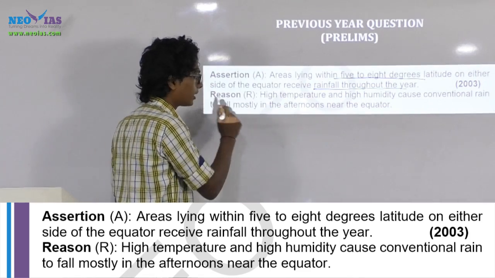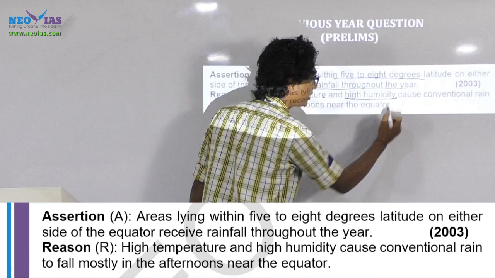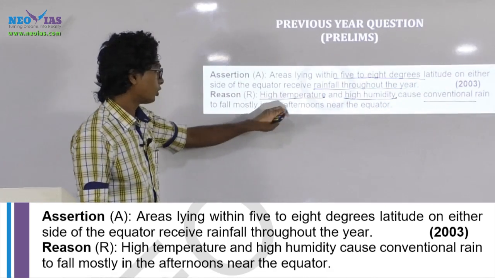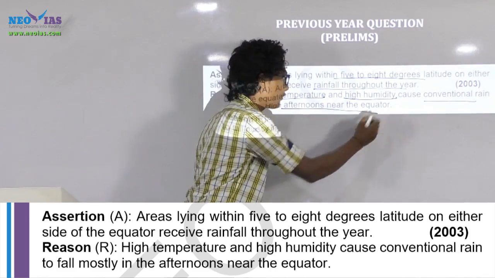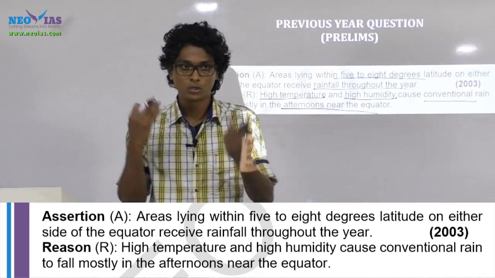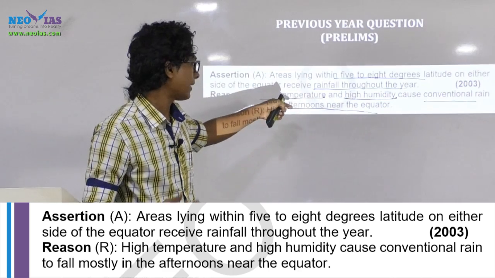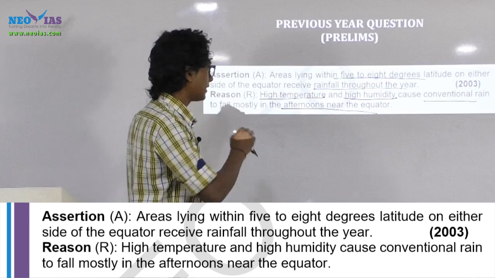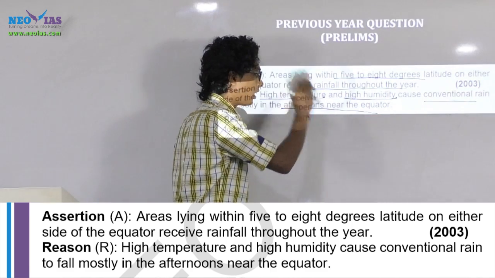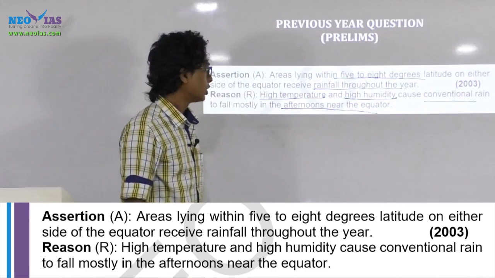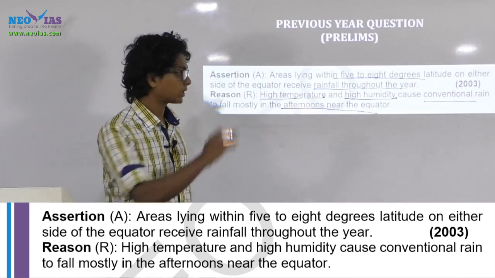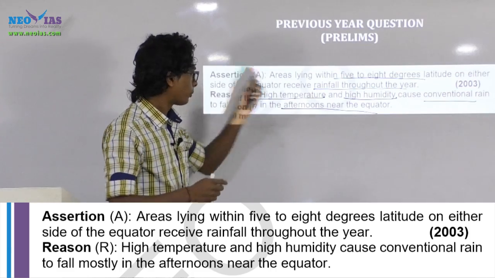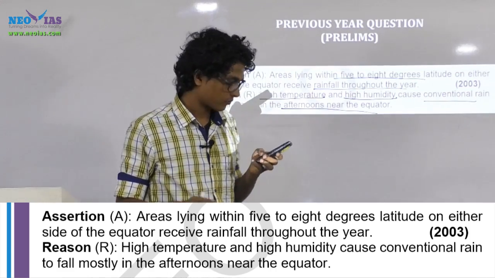The reason statement: high temperature and high humidity cause convectional rainfall to fall mostly in the afternoon near the equator. Again, true, right? During the afternoon we receive more insolation, and it results in cumulonimbus clouds, and it results in rainfall during the afternoon near the equator. So both statements are true. Both the assertion and the reason statement are true, and the reason statement properly explains the assertion statement. Okay.